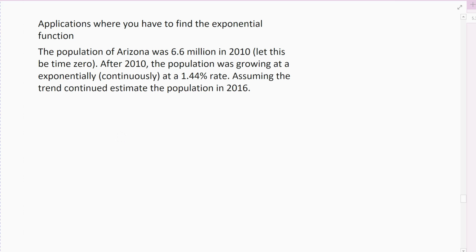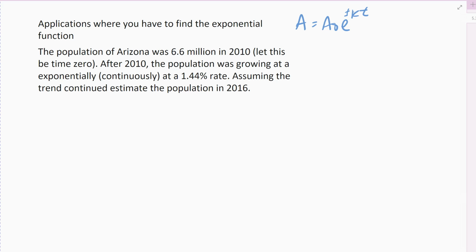Last thing from 5.3 is applications of exponential function. And this is still going to be the natural number, a naught e raised to the k times t, or negative if it's a declining case. Plus or minus.